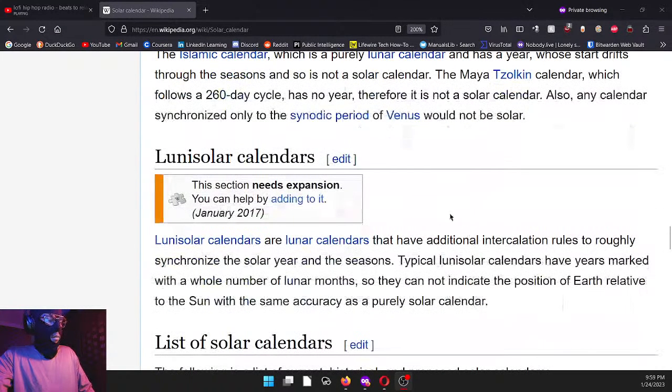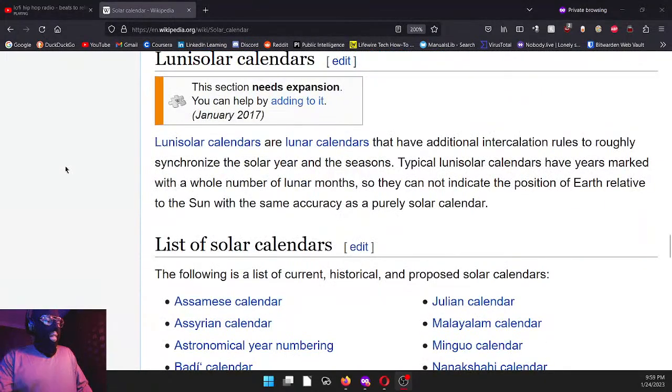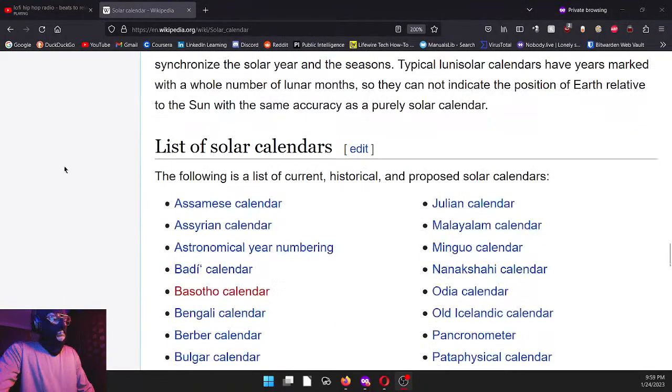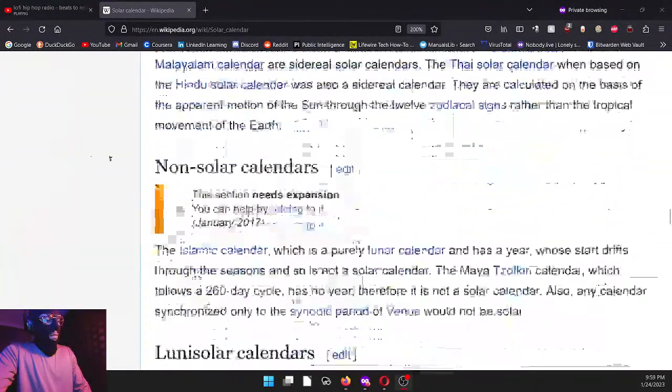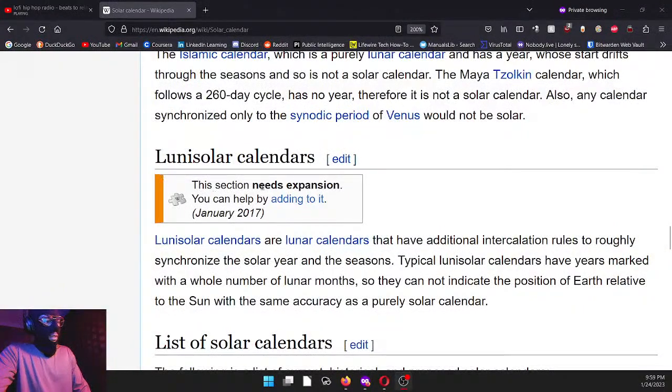Then there are the lunisolar calendars. Lunisolar calendars are lunar calendars that have additional intercalation rules to roughly synchronize the solar year and the seasons. Typical lunisolar calendars have years marked with a whole number of lunar months, so they cannot indicate the position of the Earth relative to the Sun with the same accuracy as a purely solar calendar. And then you have a lot more, so non-solar calendars along with lunisolar. This section needs expansion.